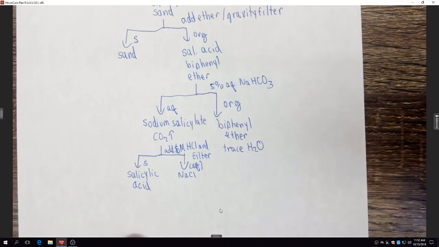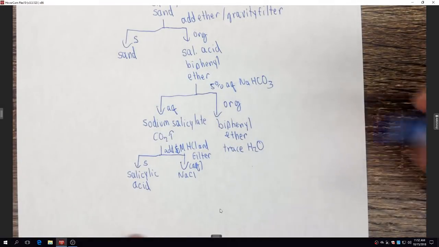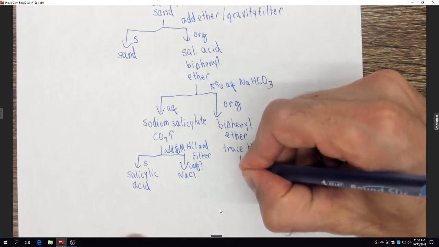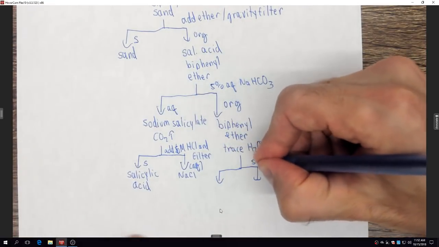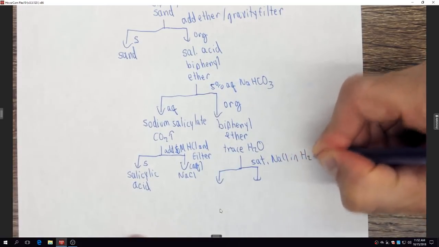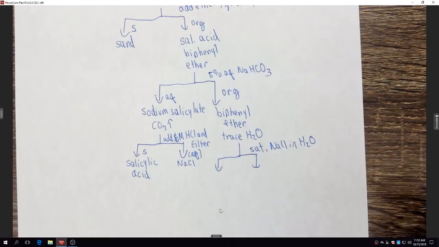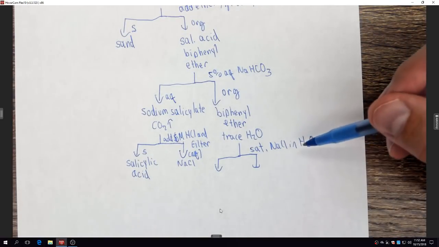Otherwise, you're going to get an oily mess, potentially, depending on how much water is there. So let's get rid of the water. We do that, in this case, in 2 steps. First, we add saturated NaCl in water. All right? This is called brine. And when we add this, it basically pre-dries the organic layer.